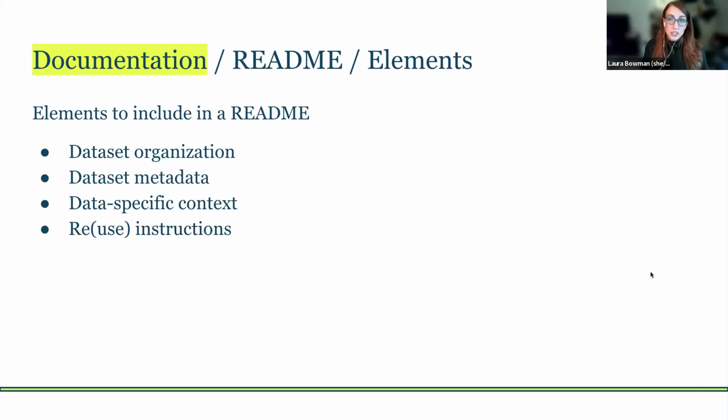So what I've done today is broken that up into 4 categories of information to include in your ReadMe to at least think about. They might not all be applicable, but this is just giving you some ideas of things to think about depending on the type of data that you have. So first we'll go over dataset organization, and then the dataset metadata, data specific context, and any use or reuse instructions. And we'll go through each of these in detail.